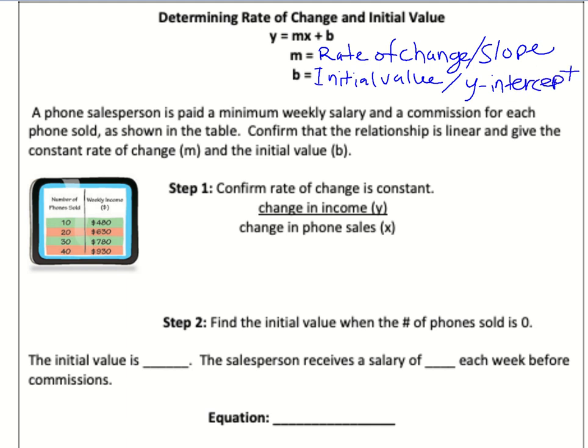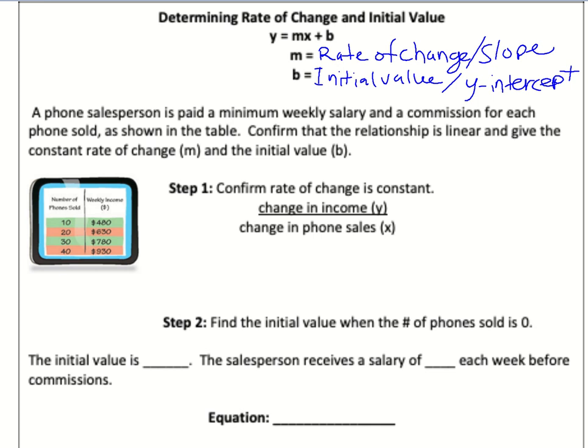A phone salesperson is paid a minimum weekly salary and a commission for each phone sold, as shown in the table. Confirm that the relationship is linear and give the constant rate of change, m, and the initial value, b. So first thing we're going to do is find the slope. So we're going to find our rate of change, and that's when we're going to do our subtracting.